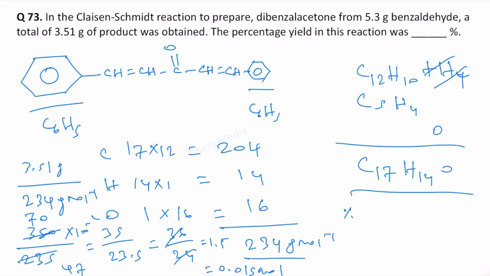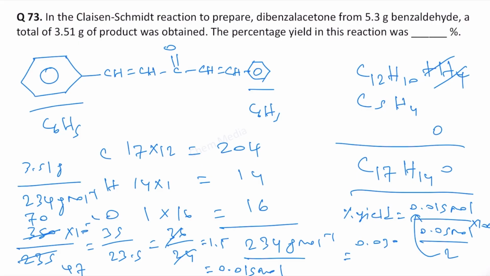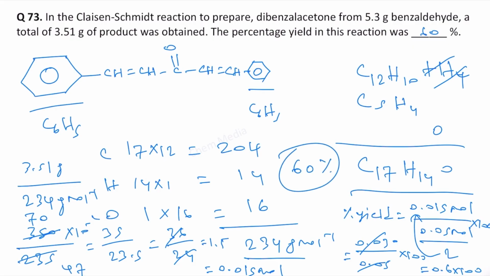Therefore percentage yield is 0.015 mole divided by the theoretical yield we got, 0.05 moles divided by 2, times 100. So when this 2 goes up, it would become 0.030 divided by 0.05 times 100. Therefore this will be 0.6 times 100, which means 60% is the yield. So 60 is the correct answer.